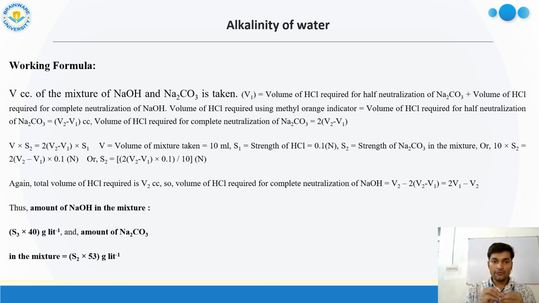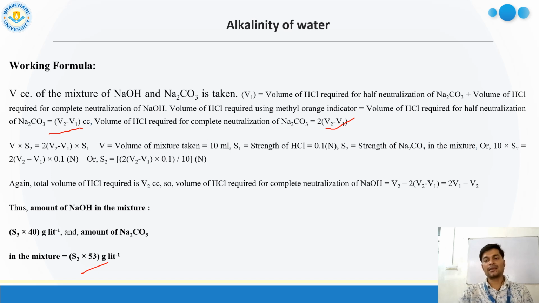Now, the volume of HCl required for the complete neutralization of sodium carbonate will be twice this value, that is 2 into (V2 minus V1). Now with simple V1 and V2 values, we are able to calculate the amount of sodium carbonate present there and the amount of sodium hydroxide present there, and the total amount of sodium carbonate and total amount of sodium hydroxide can also be calculated in grams per liter by using the formula given here.